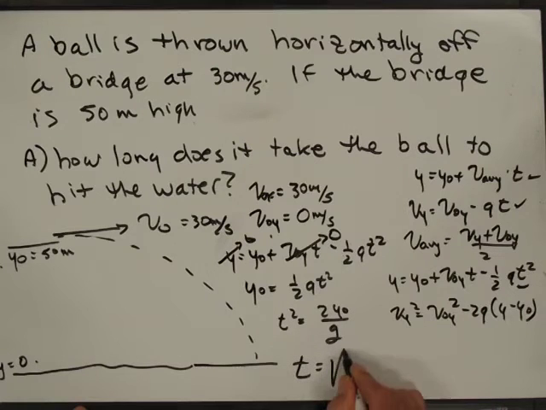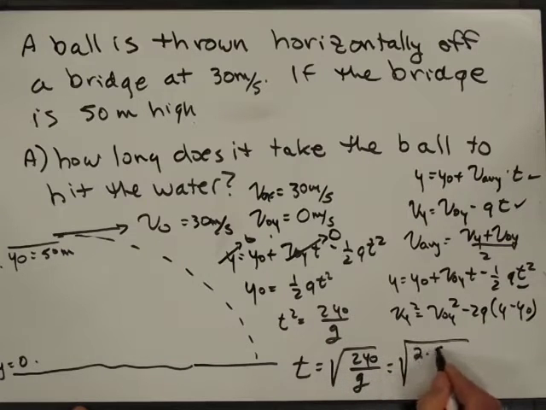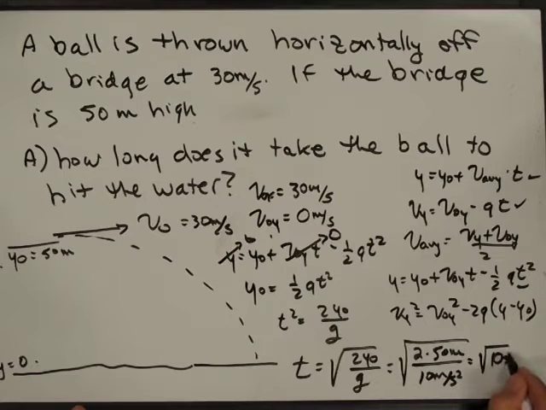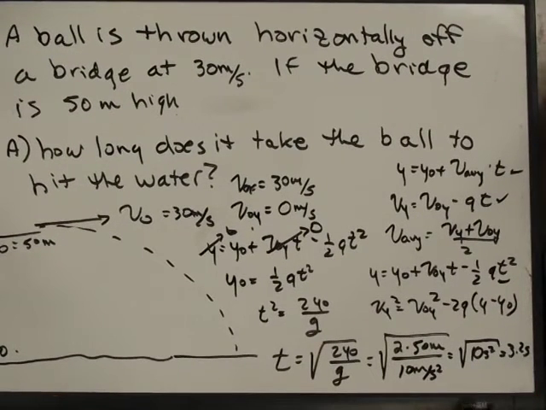t is equal to the square root of 2 y naught over g, which is the square root of 2 times 50 meters over 10 meters per second squared, which is the square root of 10 seconds squared, which is about 3.2 seconds. Get that all in there? 3.16 or something like that seconds. And that's how long it takes to hit the water.